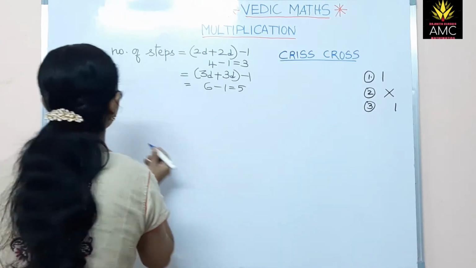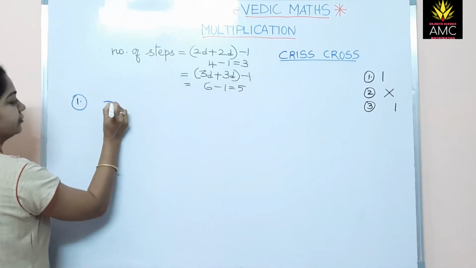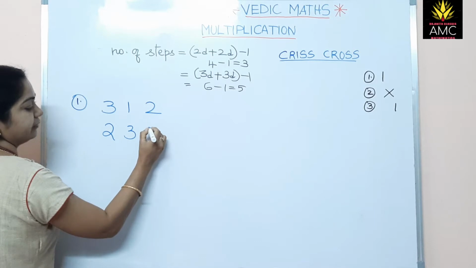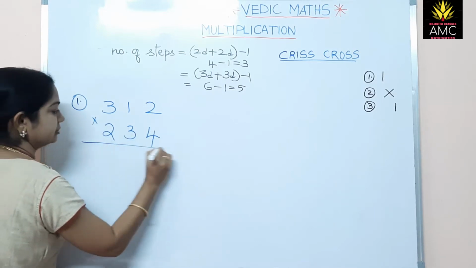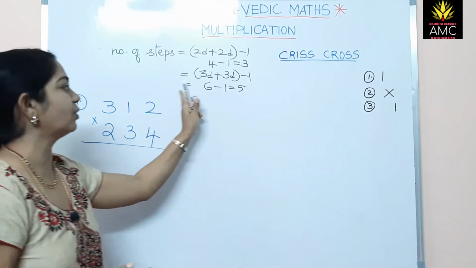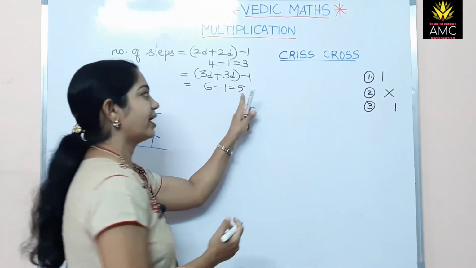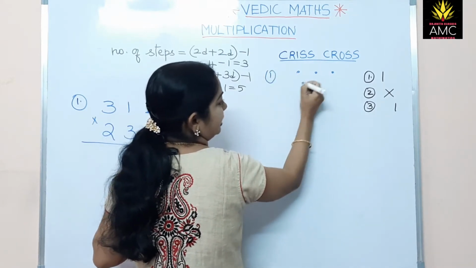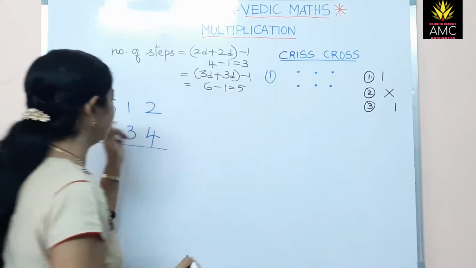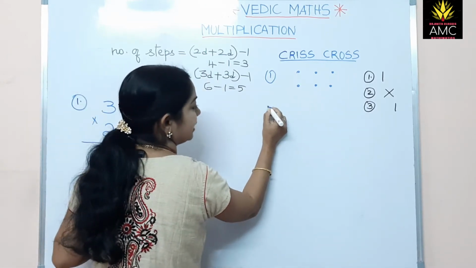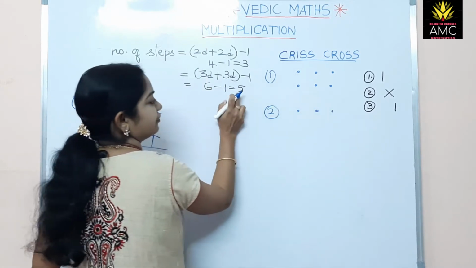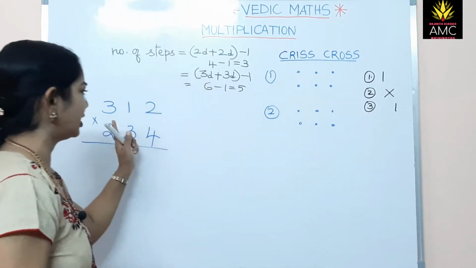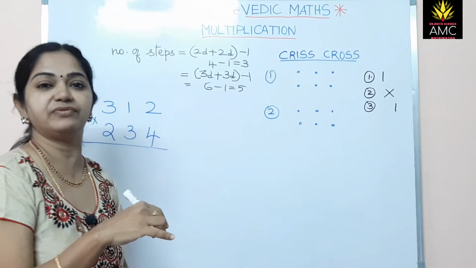Now, if I take an example of a 3-digit number 3, 1, 2, and 2, 3, 4, I want to multiply 3-digit cross 3-digit. How many steps are involved? We got it as 5 steps, isn't it? So let me write step 1. We are placing the dots, 3 digits into 3 digits. Likewise, we have to place 5 dots, because 5 steps are there. Just for illustration; when you multiply, there is no need of keeping the dots. Just go on with the process, okay?